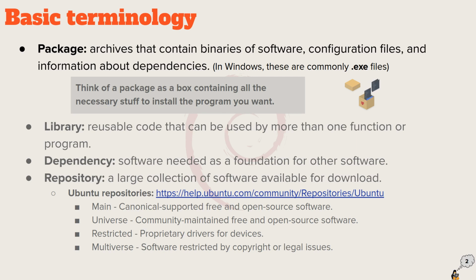Ubuntu has 4 main repositories from where software can be downloaded and installed: main, universe, restricted, and multiverse. The description for each and every one of them is right over there. Main is Canonical supported free and open source software. Universe is community maintained free and open source software. Restricted is proprietary software such as drivers. And multiverse is software restricted by copyright or legal issues.